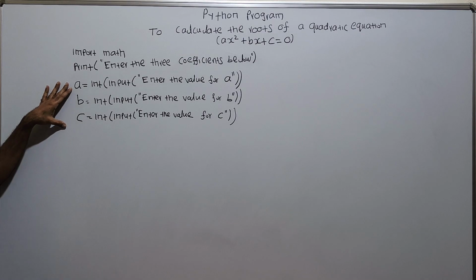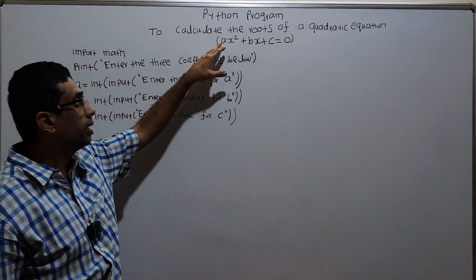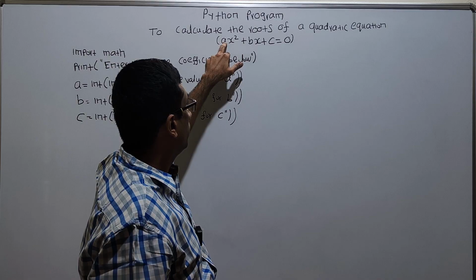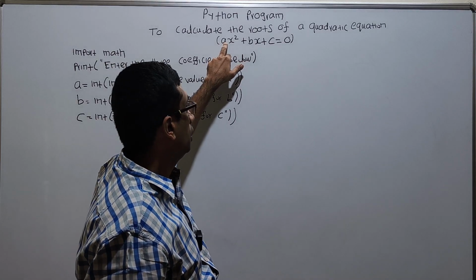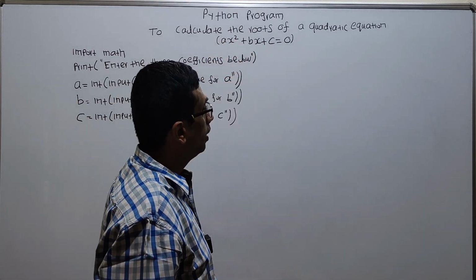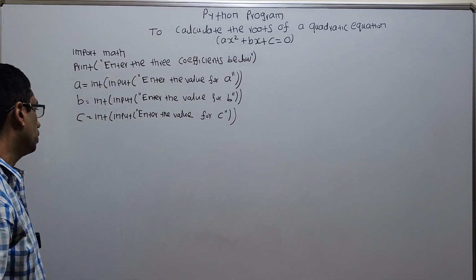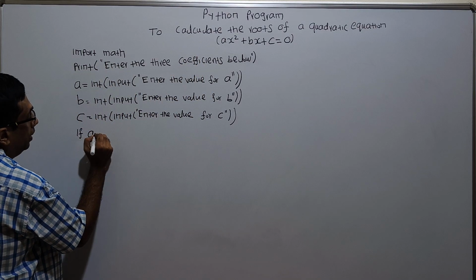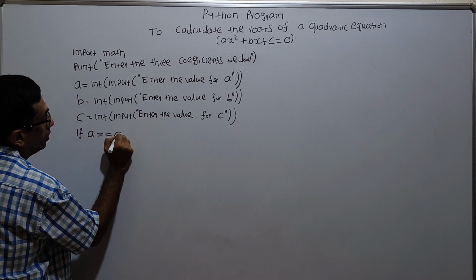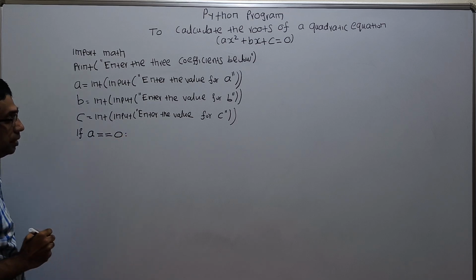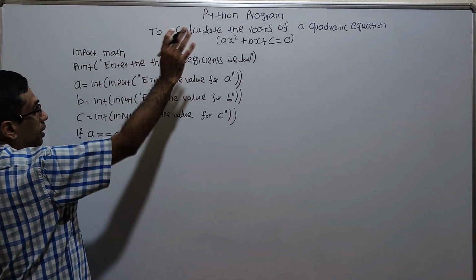Now I am going to check that the value of A is non-zero. If A has a non-zero value, then only the equation is a quadratic equation. If A is 0, the equation becomes a linear equation. So I am checking the condition now. If A double equal to 0, this condition is true, then this is not a quadratic equation.